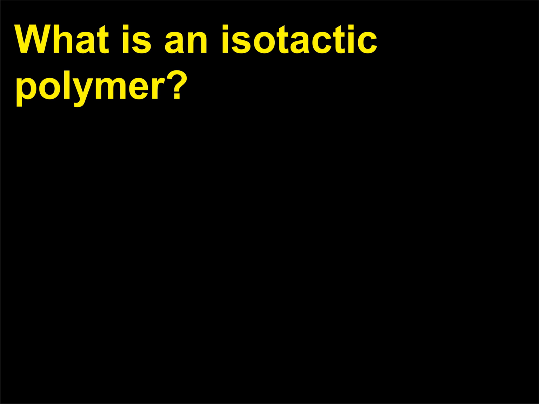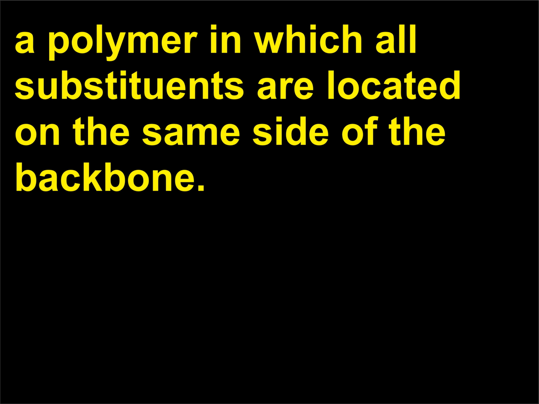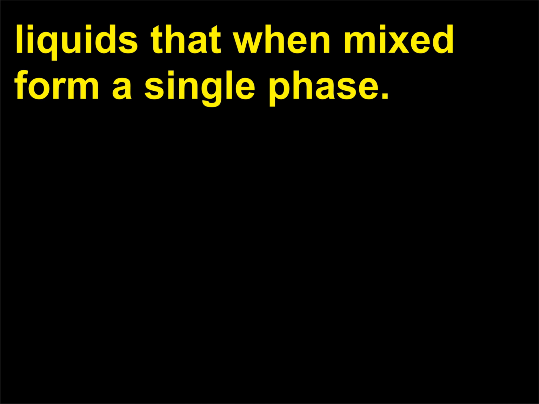What is an isotactic polymer? A polymer in which all substituents are located on the same side of the backbone. What is miscible? Liquids that when mixed form a single phase.